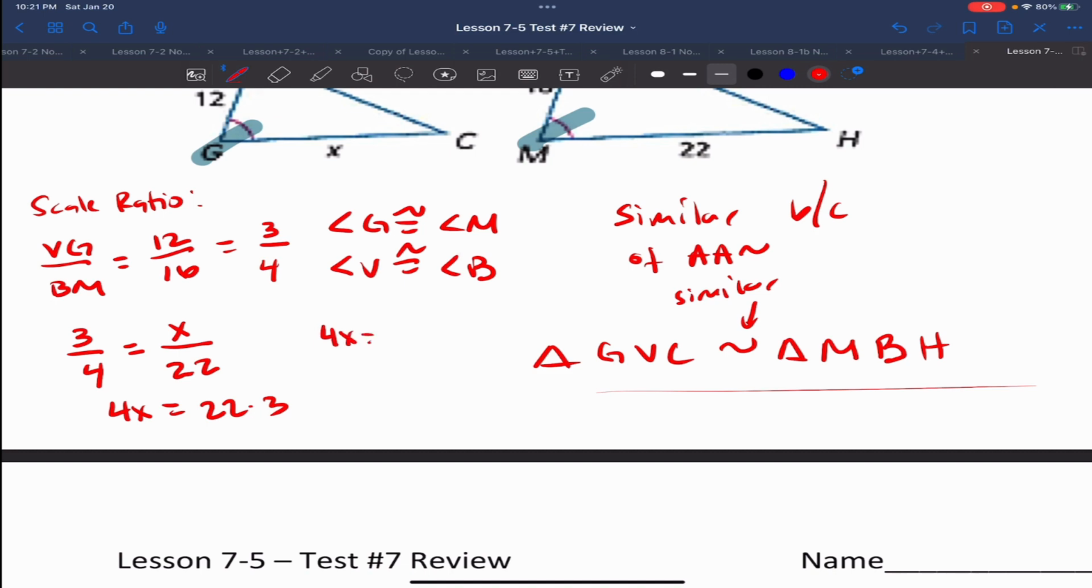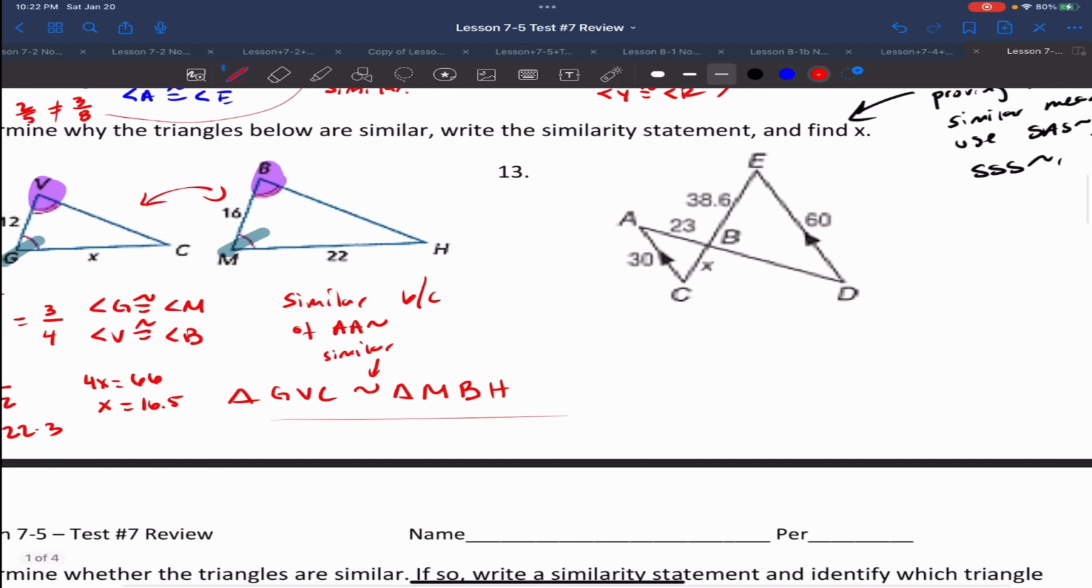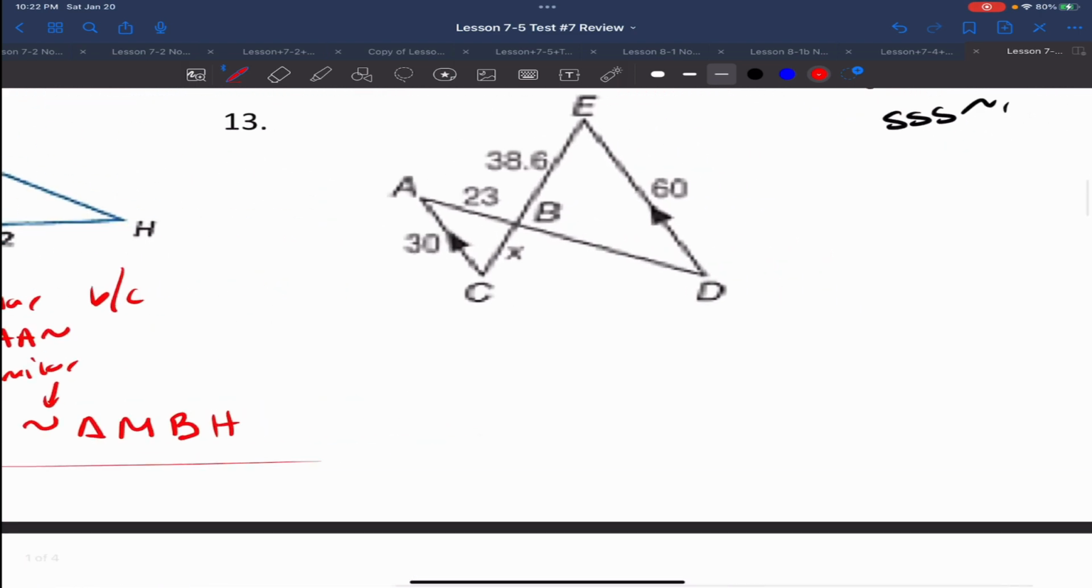So 4X is 22 times 3. 22 times 3 is 66. So X is equal to 66 divided by 4, 16.5. I'm going to go ahead and take a look at my key and verify if that is my answer. Yes, X is equal to 16.5. Okay, lots of steps. Please make sure you're reading the directions carefully.